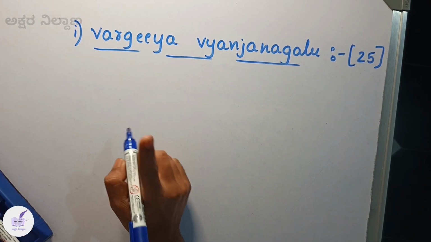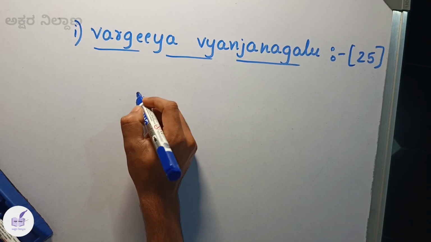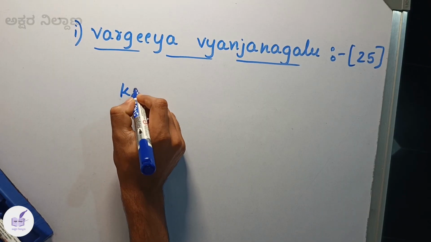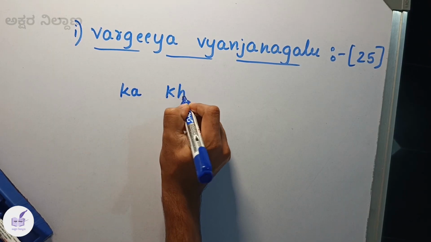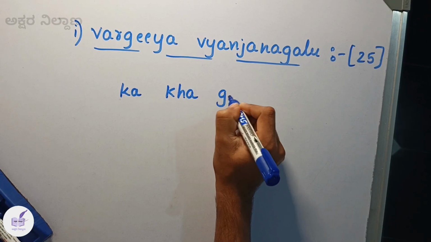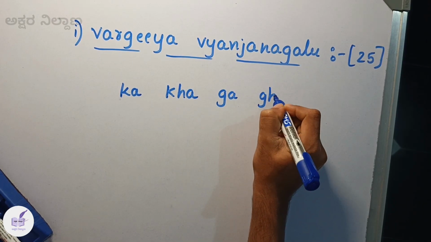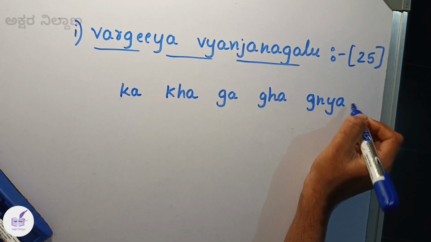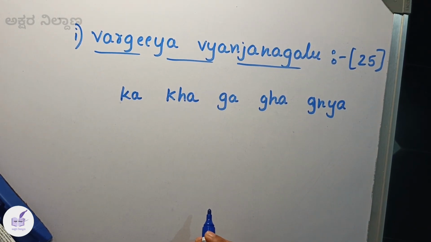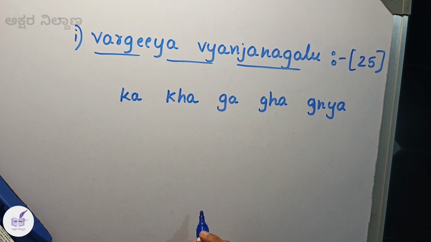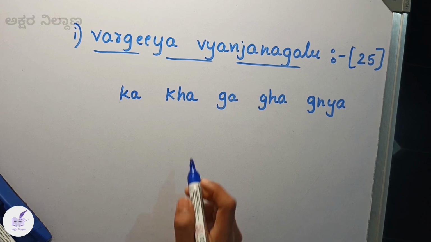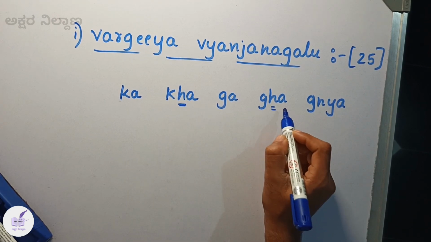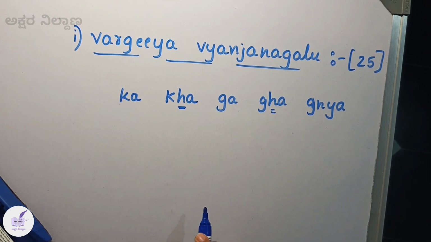In the first line, 5 letters are there. So the first letter is ka, kha, ga, gha, gnya. You're just observing here. The second letter and the fourth letter contain H in between the K and A and the G and A.